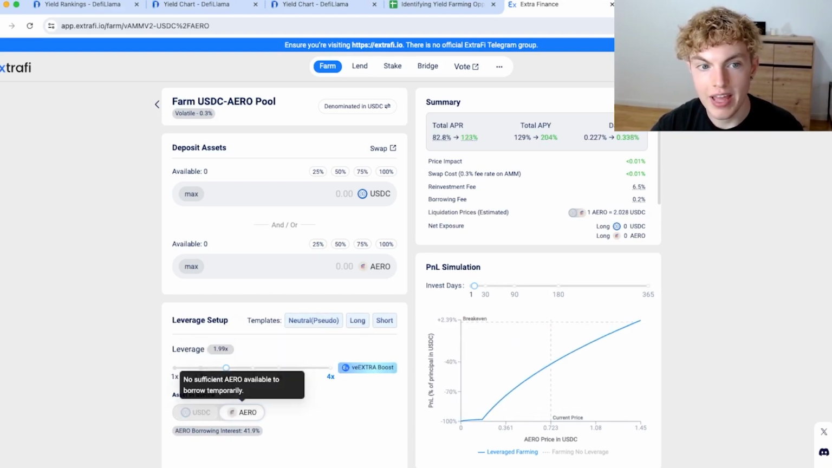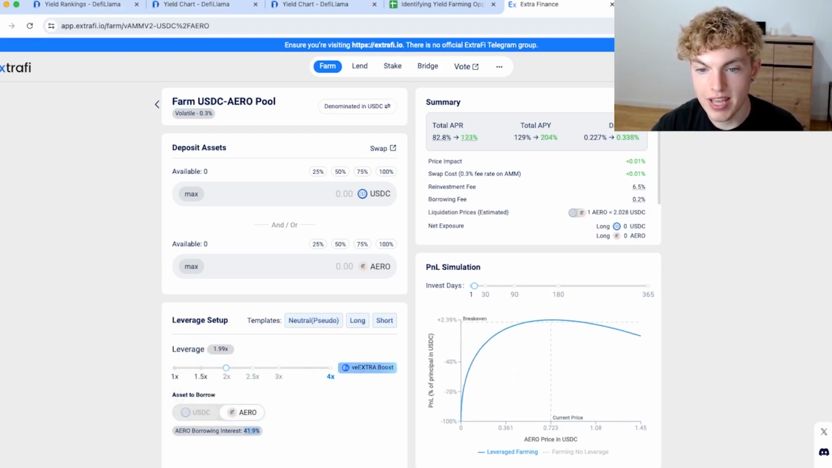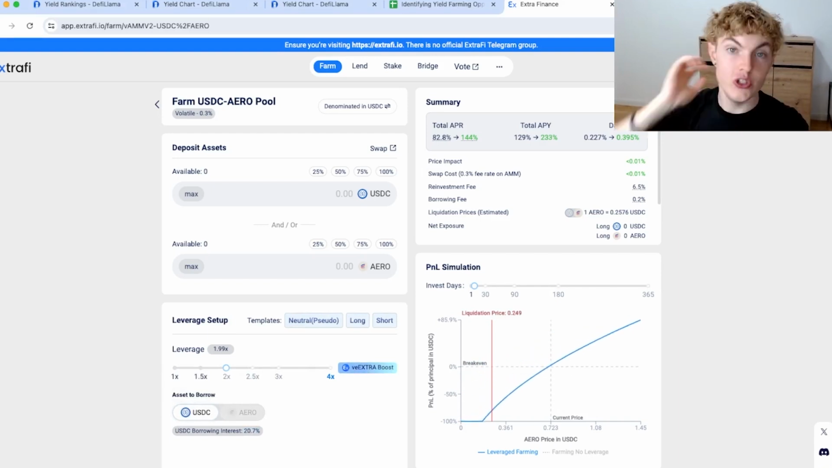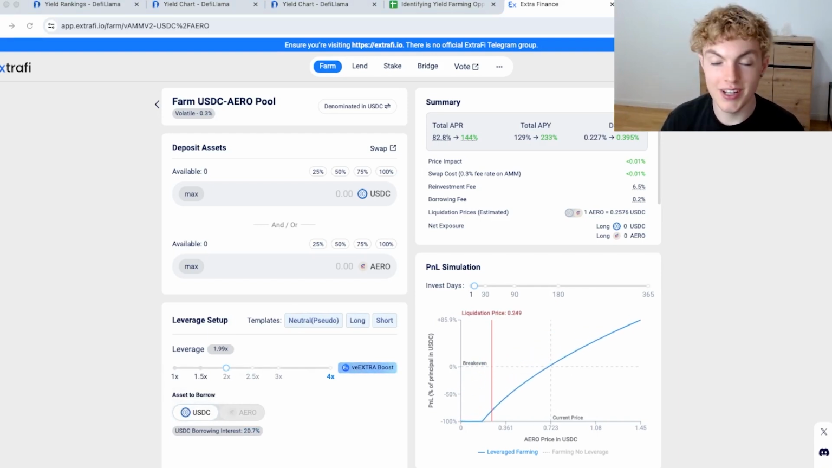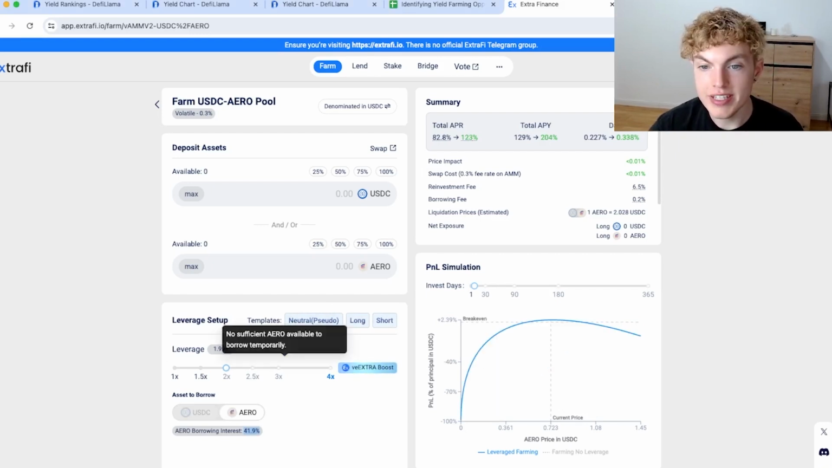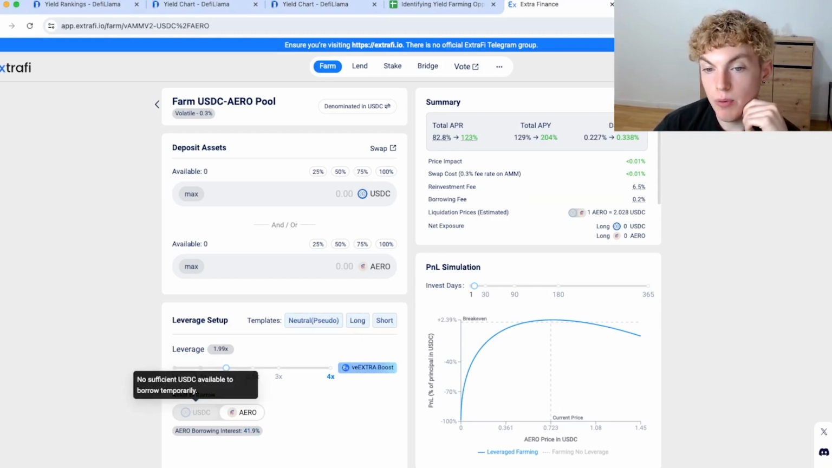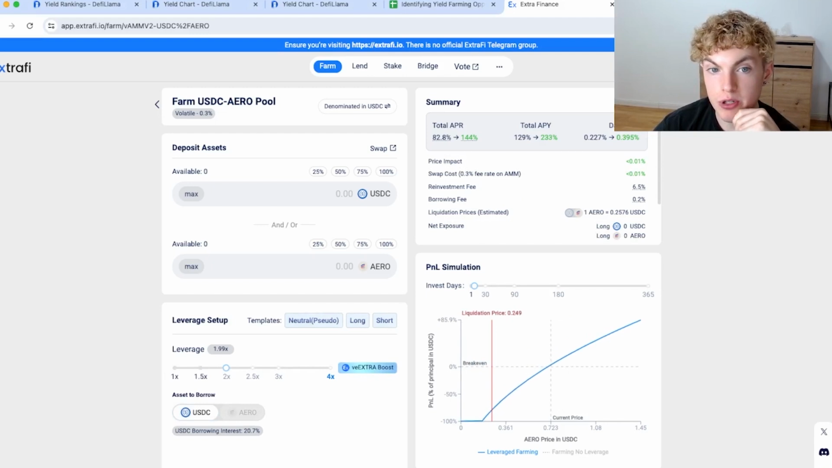So as you can see right now, the Aero borrowing interest is like 42% and the USDC is 21% about. Don't just go with the cheapest one, go with the one that makes the most logical sense for your strategy because there's two different strategies here. One is borrowing Aero and one is borrowing USDC. So as you can see with that 2x leverage with that 42% interest, our APY would be about 204%. Whereas if we were to borrow USDC, it's about 233%. But remember, it's a different risk because one we're going long and one we're going short basically. Just keep that in mind.